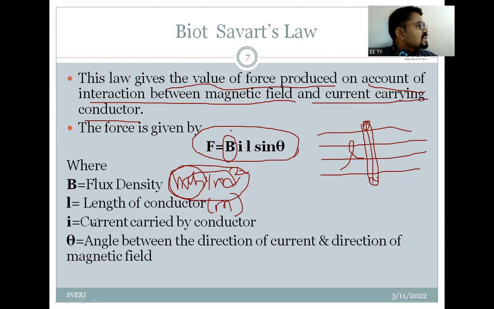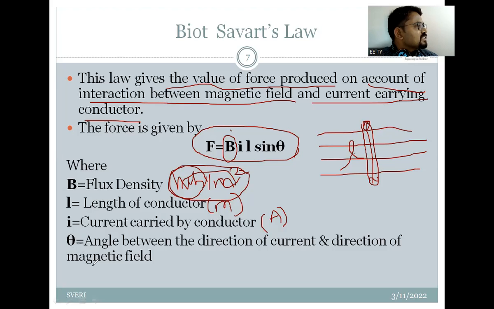Next, I. What is that I? Current carried by the conductor. But which conductor? The conductor which is placed in that magnetic field. It is hidden here. Okay, so here the hidden point is that whatever conductor is there, it is placed in the magnetic field itself. So what is that I? I is nothing but the current carried by that conductor which is placed in the magnetic field, which is measured in the ampere. Obviously current is measured in the ampere. And now the very last point is this angle theta.